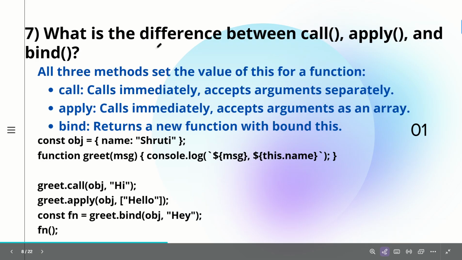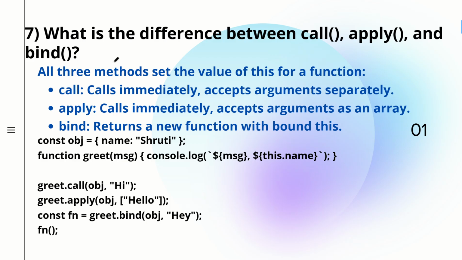Seventh question is, what is the difference between call, apply and bind? So all these methods are useful for borrowing functions so that we can execute that function from some particular context. That is the use of call, apply and bind. So let's see. Call calls immediately and accepts the arguments separately. Whatever arguments you are passing, you will be passing them separately in comma separated values. Whereas coming to apply, same like call, it calls the function immediately and it accepts the arguments in the array format.